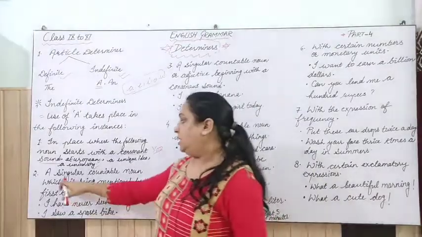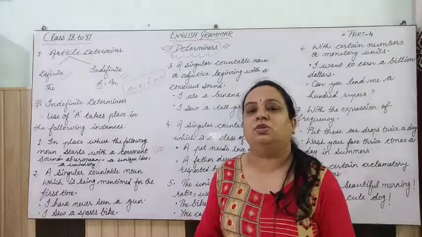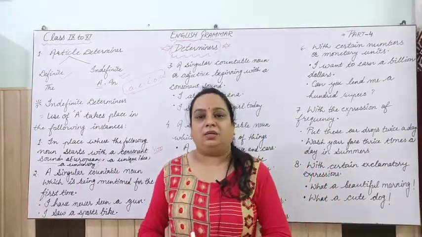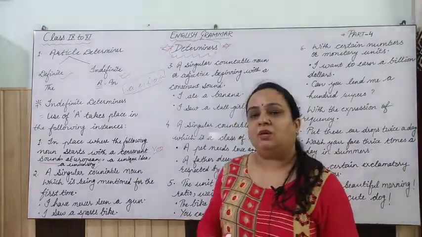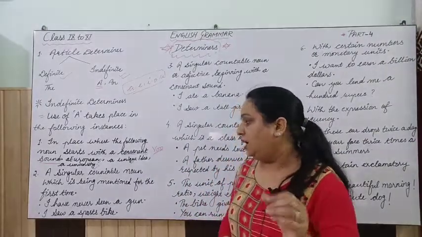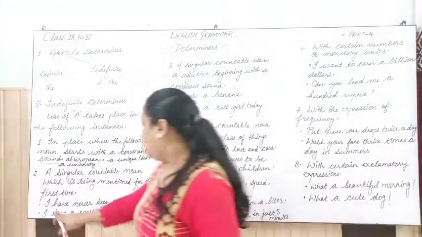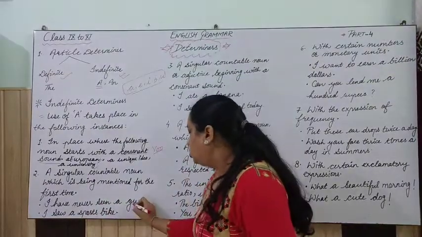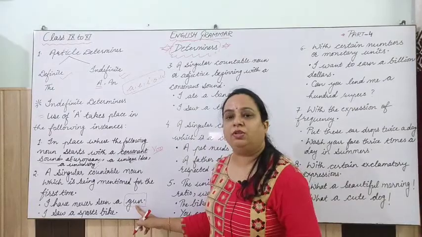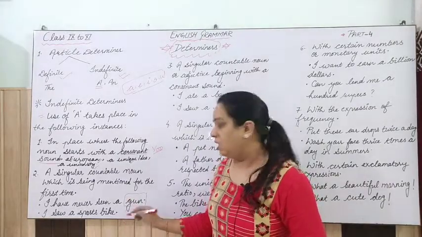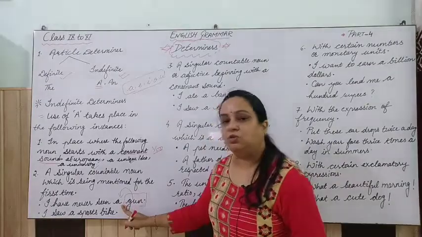Okay, second is a singular countable noun which is being mentioned for the first time. This you know, that the singular countable noun should be one which is being mentioned for the first time, and that should start with a consonant letter. For example, I have never seen a gun. So here gun is what? Gun is a noun, and this starts with the consonant letter G, right? And with consonant letters we have to use a. So that's why we are using a here.